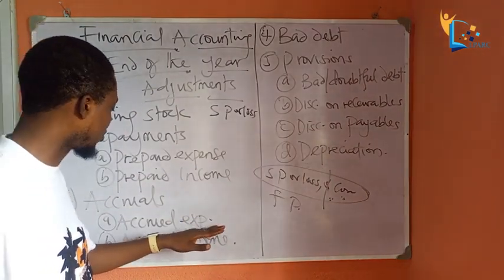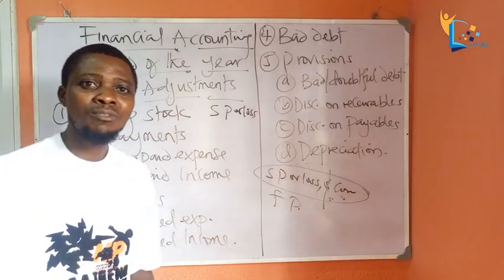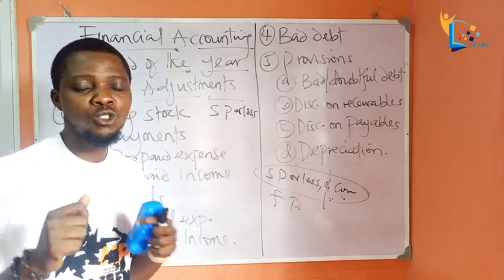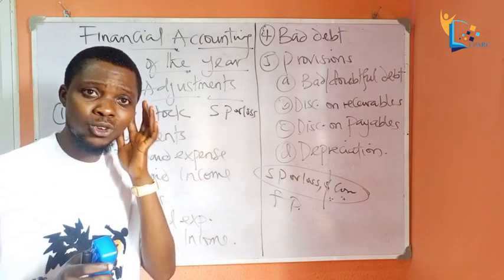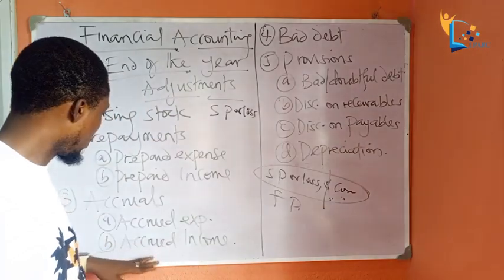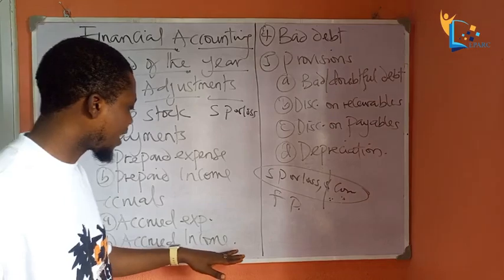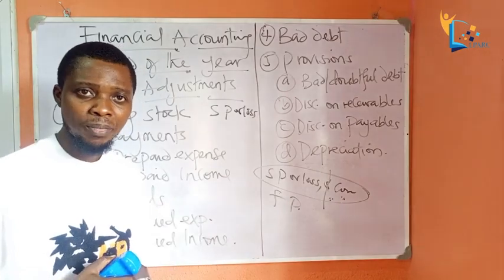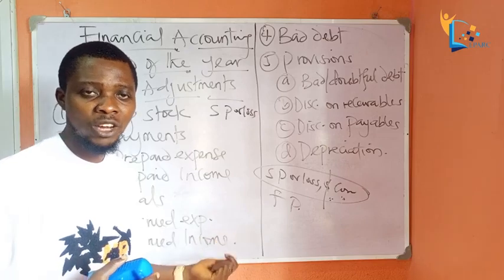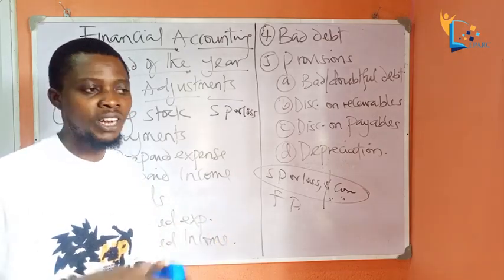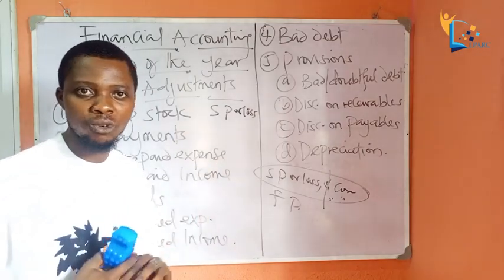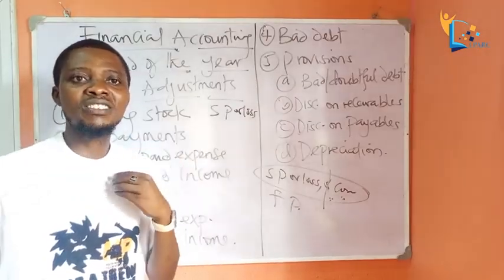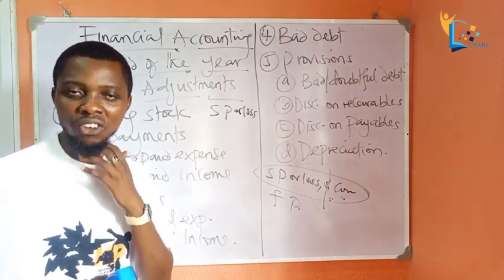Now we have accrued expenses. Accrued expenses are expenses you have enjoyed the benefit of, but you are yet to pay for them. So we have accrued income. These are income where you have rendered the services already, but you are yet to receive payment for it. Somebody is owing you money. You did something for somebody, and the person is yet to pay you. That is accrued income. While accrued expense is something you have enjoyed the services of already, but you are yet to pay for it. Okay?